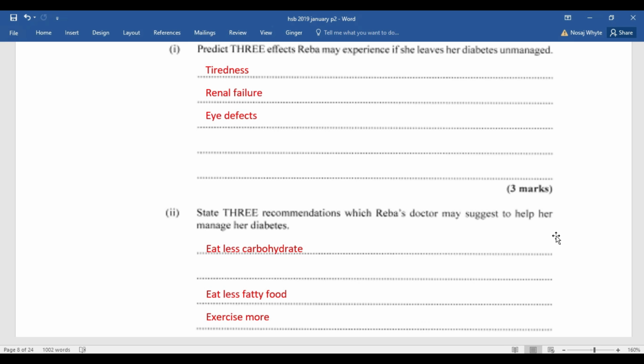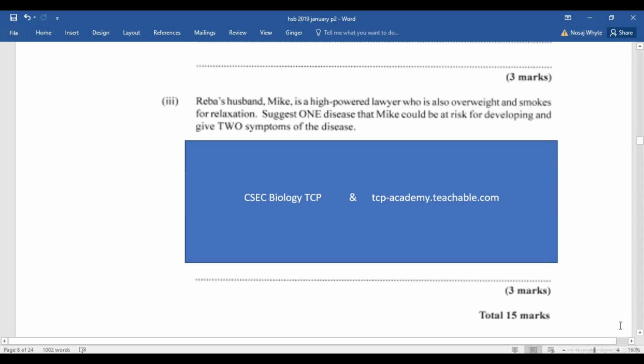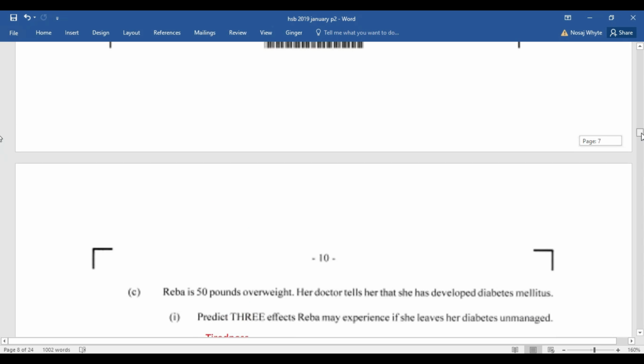That sugar thing and diabetes, the islets of Langerhans are not working as they should, so as to convert that excess sugar, that wouldn't be possible. So eat less carbohydrate, eat less fatty food, of course. And of course, you need to exercise more so that you can burn some of that starch, that excess energy that you have in there. Alright, so I think your doctor would be saying that to you.